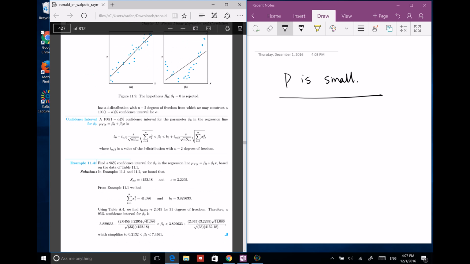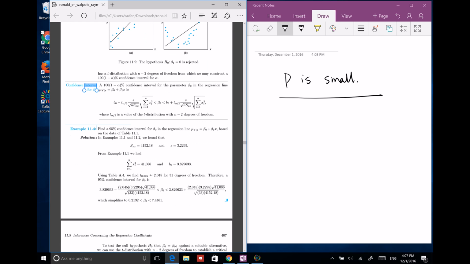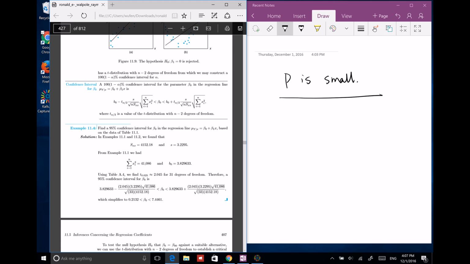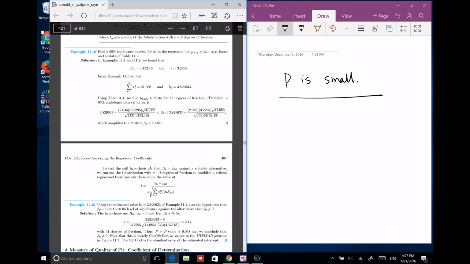According to the formula, normally S is given and you can find Sxx. You find t alpha from the table, and B0 you can find from the model. So you can estimate the interval for B0 as well, for the intercept.